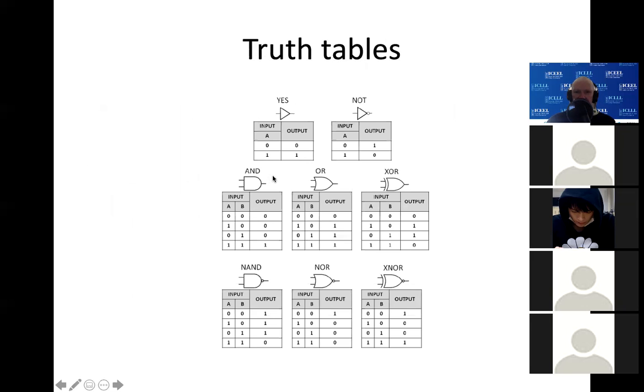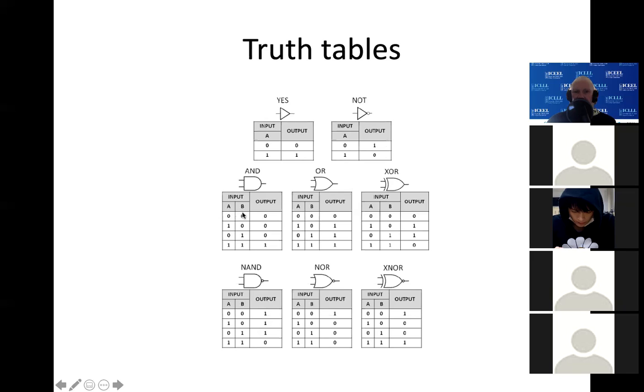And you've got these truth tables, right? So the yes input does nothing. You put in an input of 0, the output is 0. The input is 1, the output is 1. It does nothing, basically. It's just yes, that's true. The not operation, rather, gives you the opposite. So if the input is 0, you reverse it to 1. If the input is 1, you reverse it to 0.